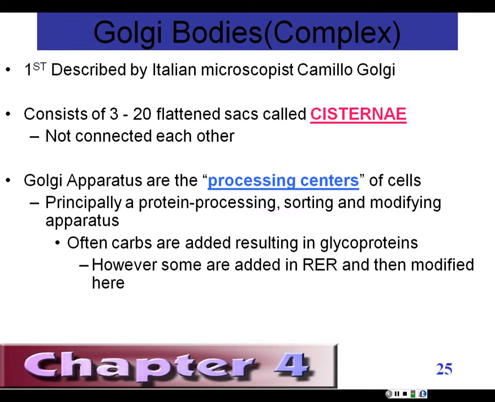So then the next thing that we want to look at is, once we've made these things and modified these things, where do they go? We said we know that they can either go where? To the plasma membrane. We know that some other guys basically hang around and act as lysosomes, which is what Val just asked about.